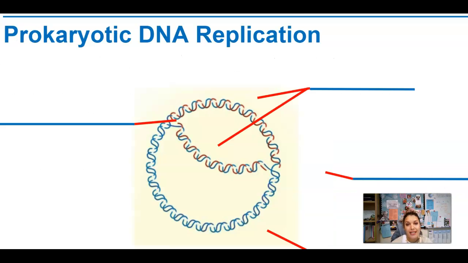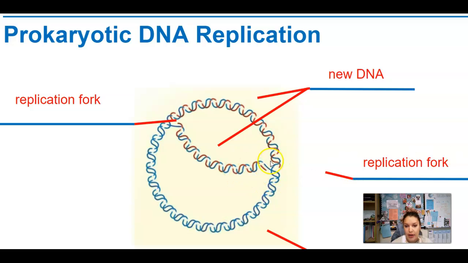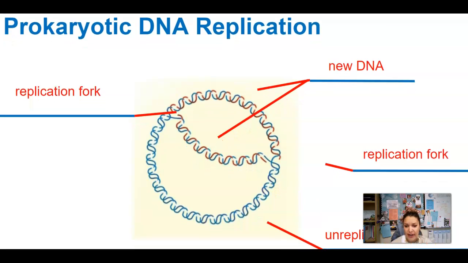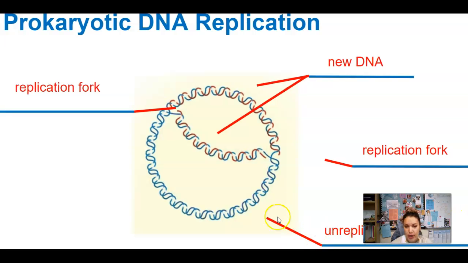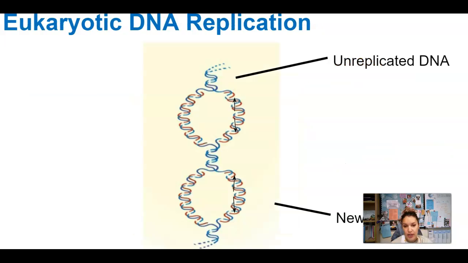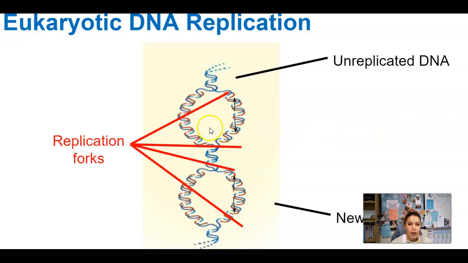Okay, so prokaryotic DNA replication is quite simpler. There's a replication fork there and there. The new DNA is here, all right? It's a single circular strand of DNA, right? So it's going to happen much quicker. And here's the unreplicated DNA. We know prokaryotes reproduce really fast, so there's going to be a lot of replication forks happening all at once. All right, so more replication forks here, here, and here.